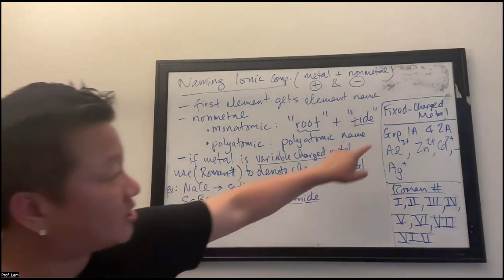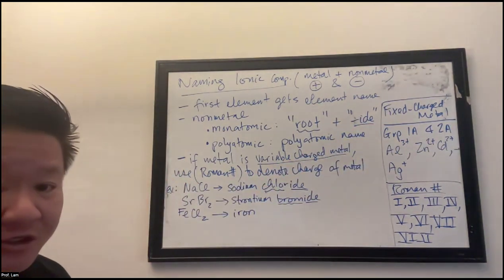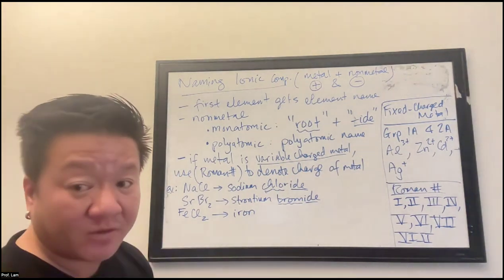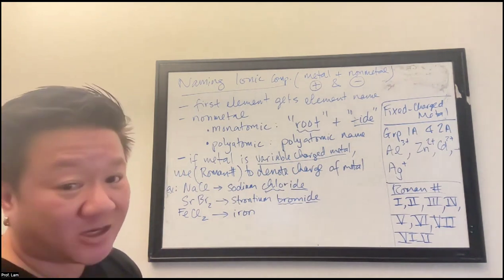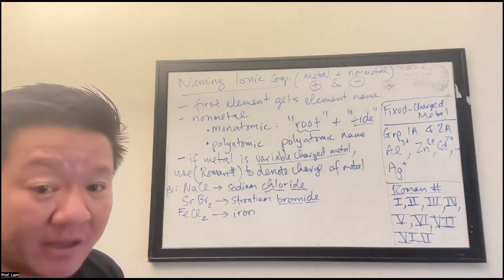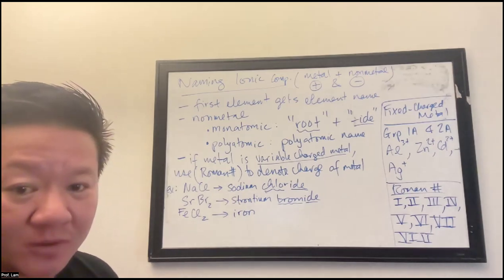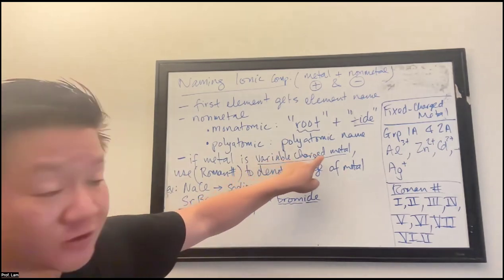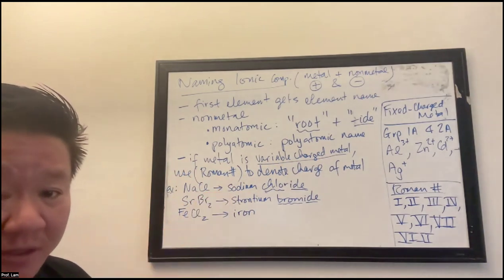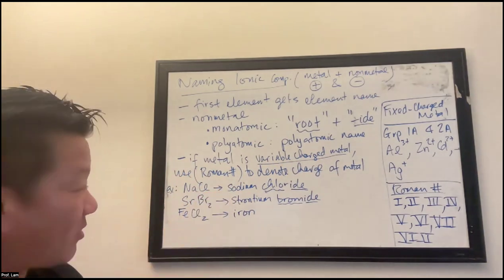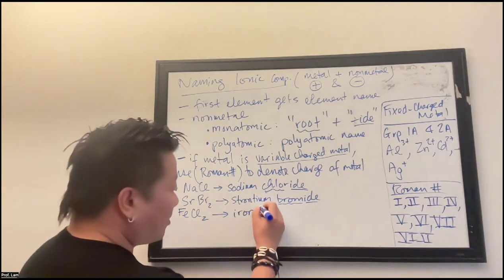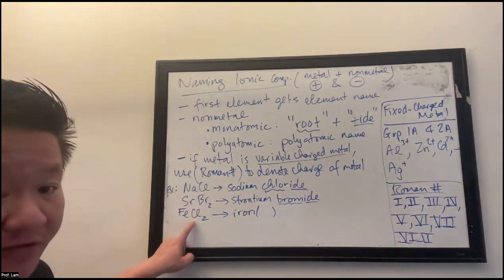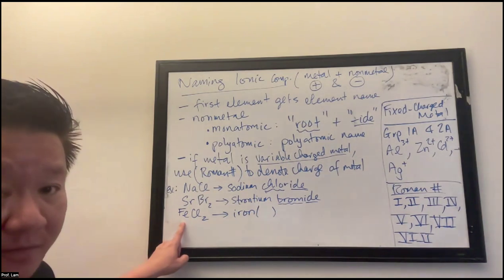So both sodium and strontium are fixed charge metals, which means you don't need a Roman numeral to denote their charge. Why is that? Because group 1A metals are always 1 plus, and group 2A metals are always 2 plus. There's no ambiguity. However, for iron, there are multiple charges that iron can have. So that's why iron is considered a variable charge metal, and therefore you will need to use a Roman numeral to denote the charge of the metal. All right, so I know that I'm going to need a Roman numeral, but what's going to go inside? Well, I can use the nonmetal to figure out the charge of the metal.